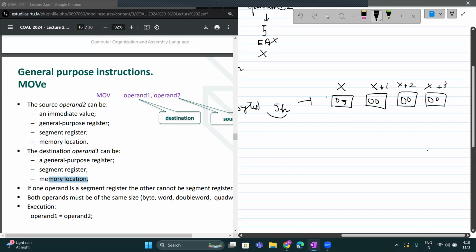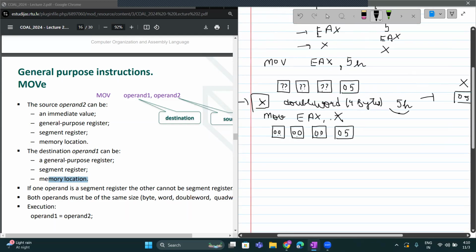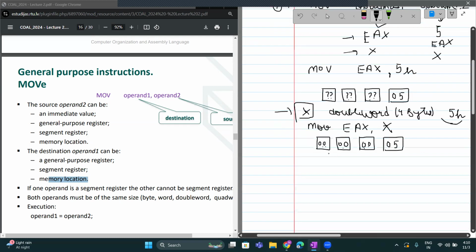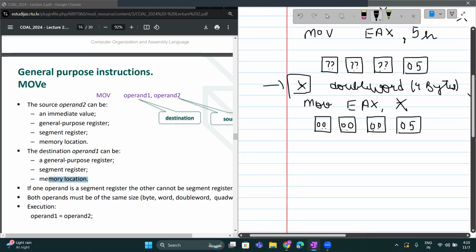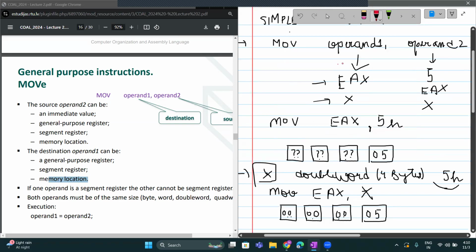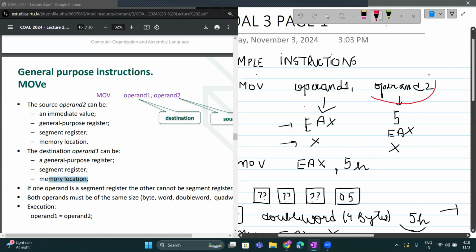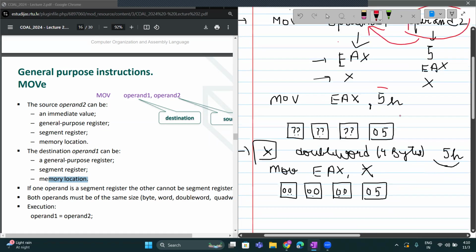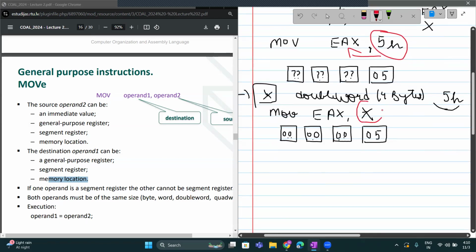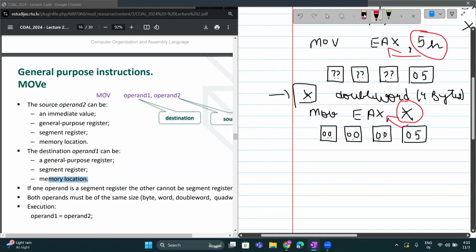But if we move this variable, this memory location, to a register, it will go back into the normal order, 00000005. So this is how move works. What it does is basically copy the value from operand 2 to operand 1. So 5h to EAX, and here again the value of x to EAX. That's what move does.